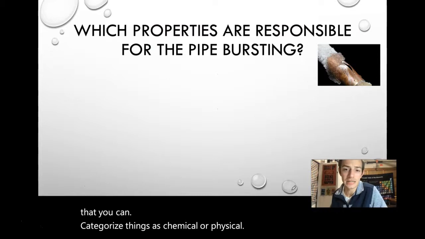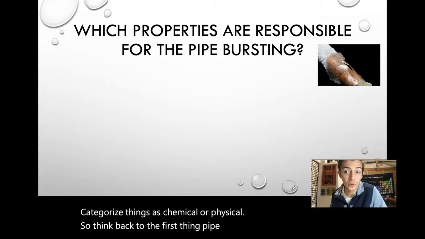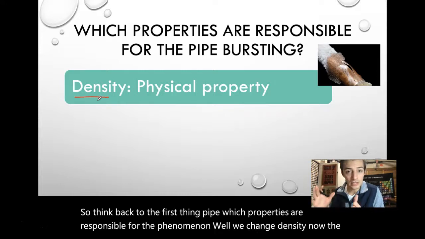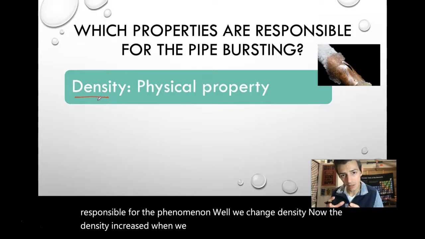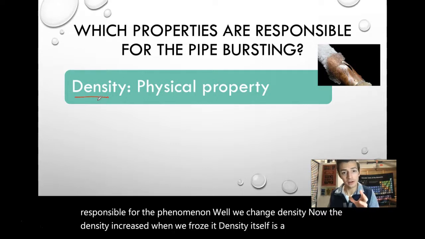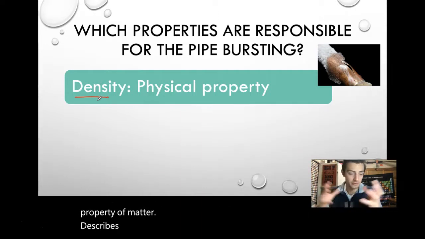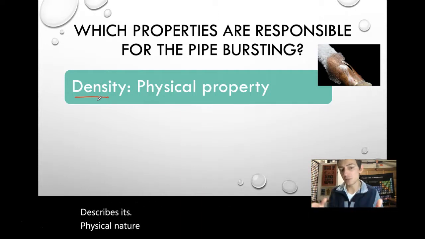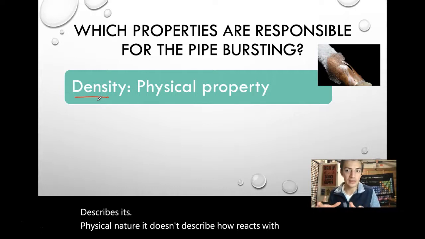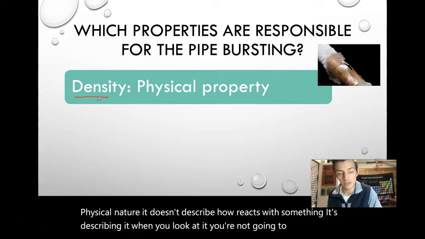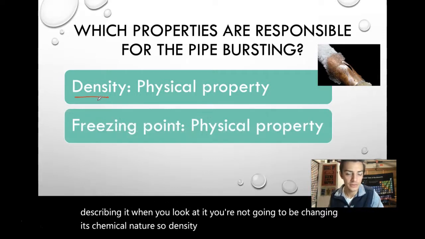So let's think back to the bursting pipe. Which properties are responsible for that phenomenon? Well, we changed its density. Now, the density increased when we froze it. Density itself is a physical property of matter. It describes its physical nature. It doesn't describe how it reacts with something. When you look at it, you're not going to be changing its chemical nature. So density is a physical property of a substance, and changing that was a physical change.